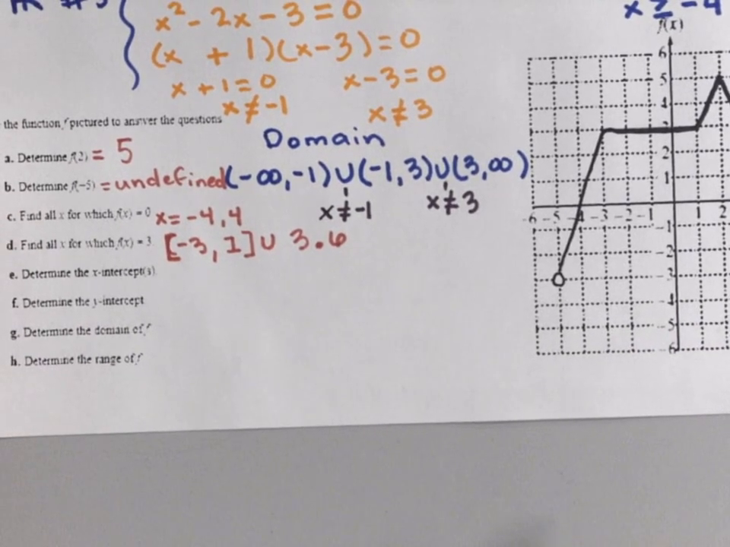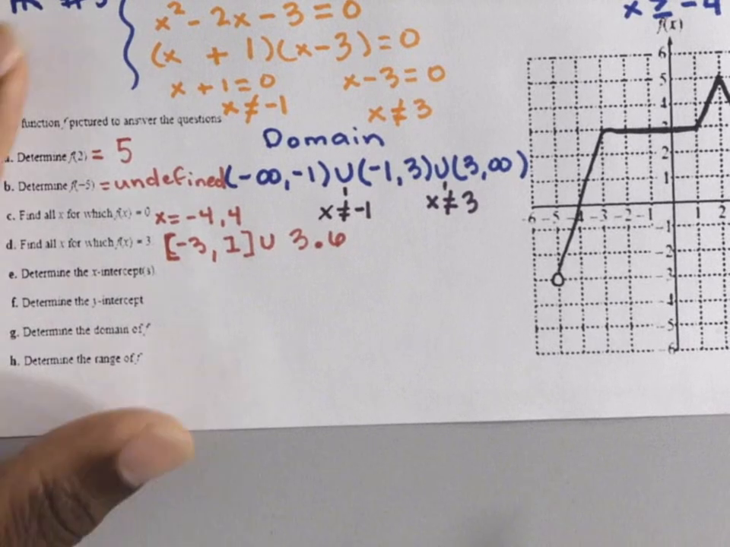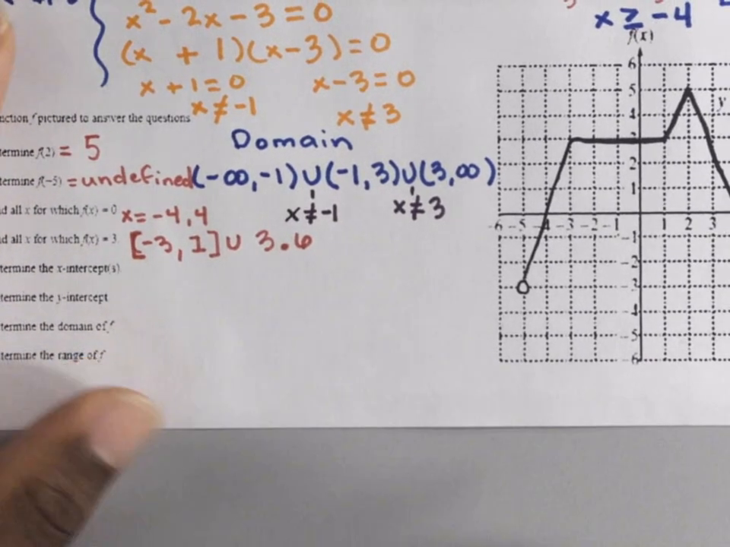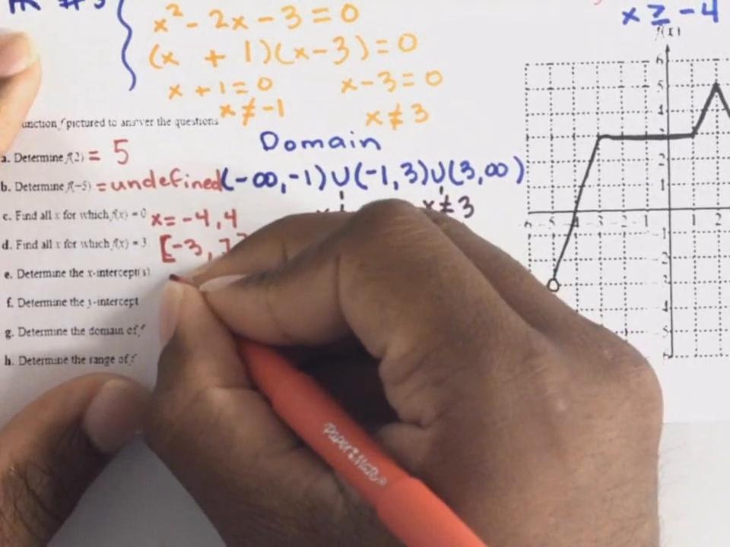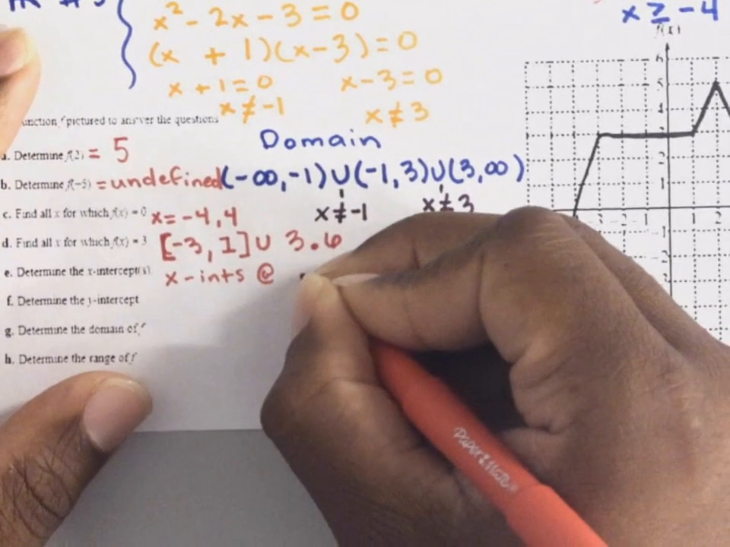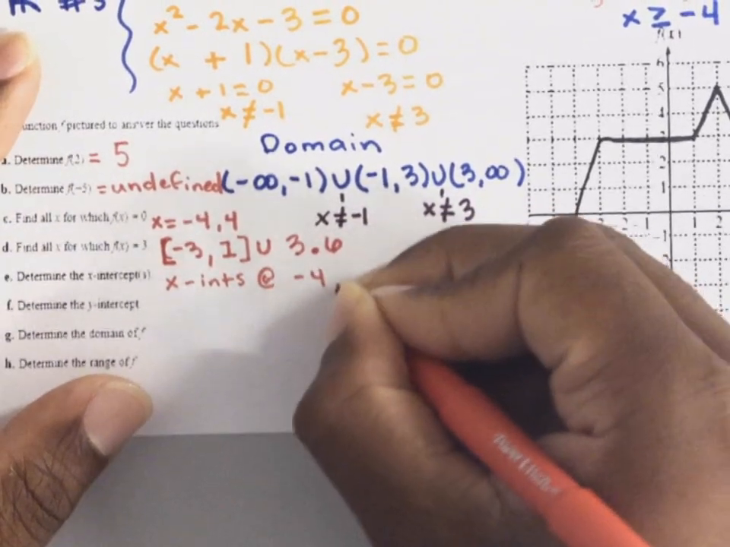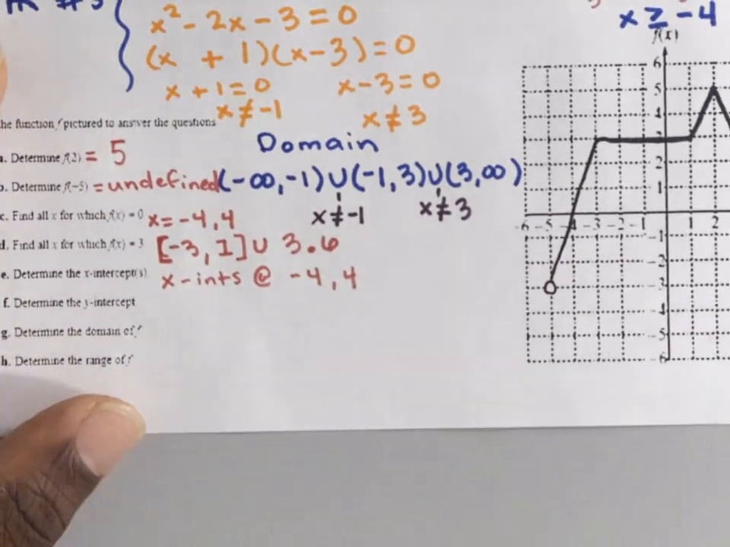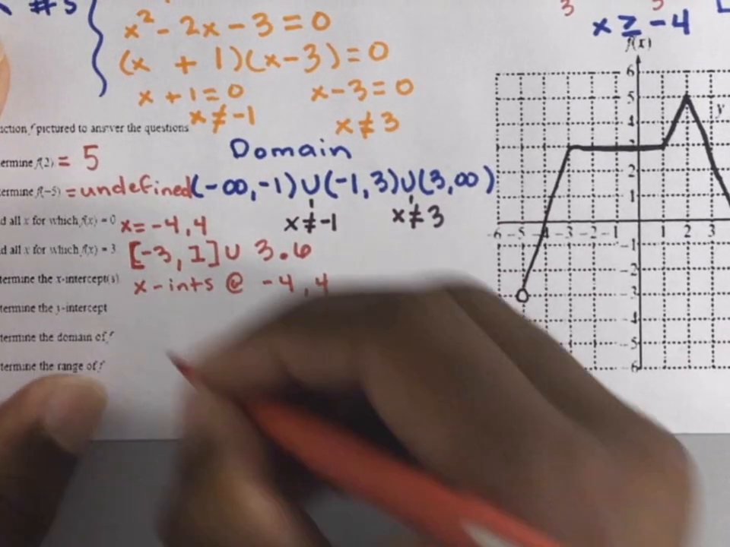Do we have any x-intercepts? Where at? -4 and 4. What about the y-intercept? 3. Yep, when y equals 3.